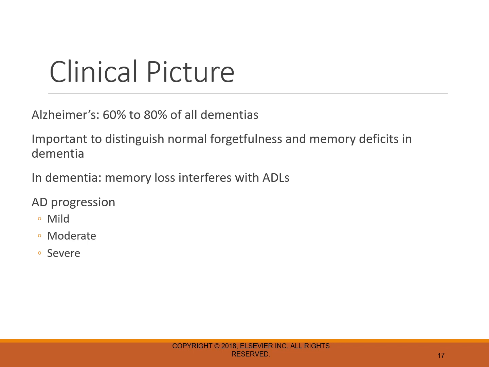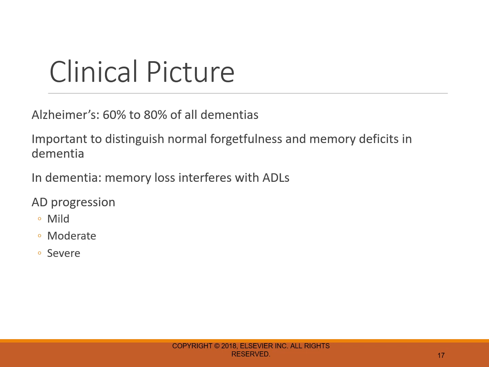Looking into the clinical picture of Alzheimer's disease, of all dementias, about 60 to 80% of them are Alzheimer's disease. It is important to distinguish normal forgetfulness from memory deficits in dementia. Severe memory loss is not a normal part of growing older. Slight forgetfulness is a common phenomenon of the aging process, but not memory loss that interferes with one's activities of daily living.